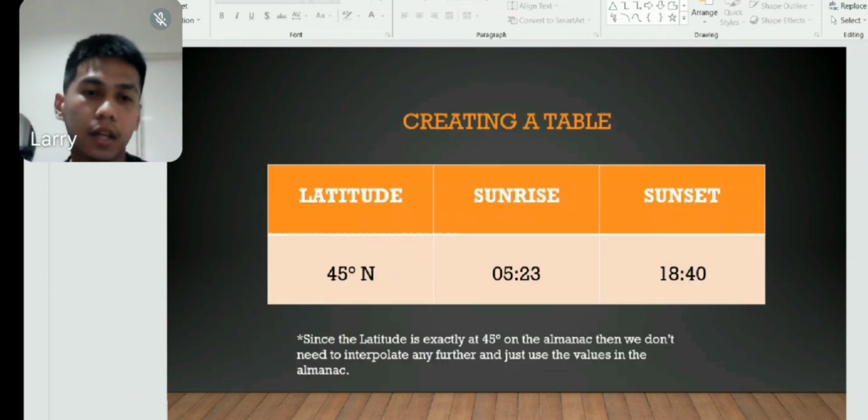So creating the table, since the latitude is exactly 45 degrees on the almanac, we don't need to interpolate any further and just use the values in the almanac. In creating the table, at latitude 45 degrees north, the sunrise is 5:23 a.m. and the sunset is 4:40 p.m.